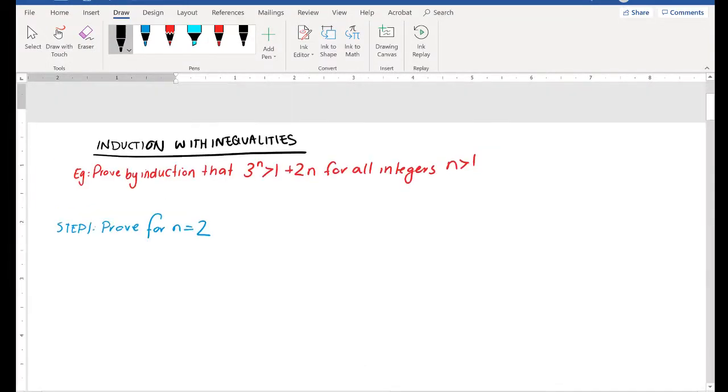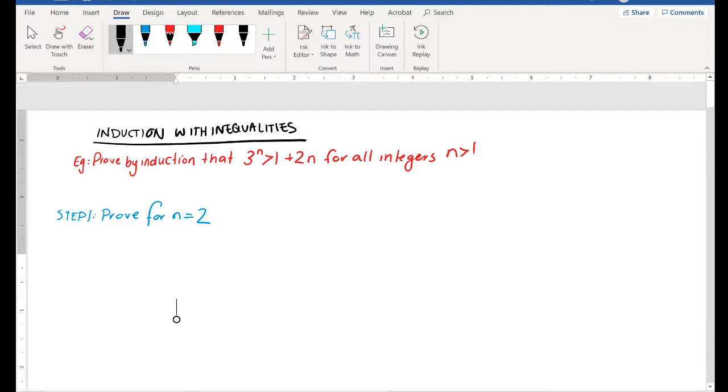We still have the same steps. Step 1, we prove for n equals 2. Now think about why I've chosen 2, and it's simply because the values here that they want me to use, they said it has to be greater than 1. So usually we would test for n equals 1, but we can't here because of this domain they've given us.